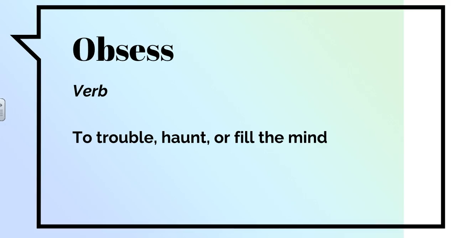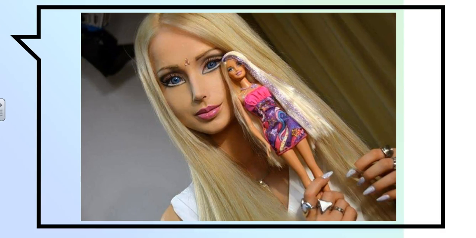Your next word is obsess. Obsess is a verb, and it means to trouble, haunt, or fill the mind. When you're obsessed with something, you can't stop thinking about it. This woman was so obsessed with Barbie that she couldn't get it out of her mind and decided to devote her life to trying to look just like a Barbie doll. So she had multiple plastic surgeries to look just like her. So she had her nose done and her lips done. You can see her eyes were done and her makeup looks just like she's a Barbie doll, a living Barbie. She was obsessed with how Barbie looks.